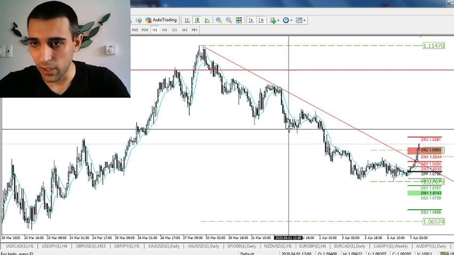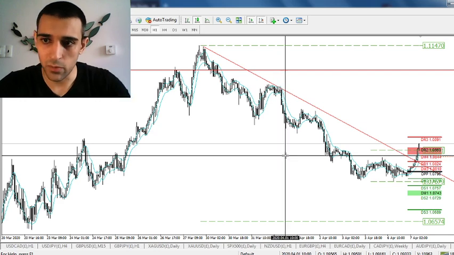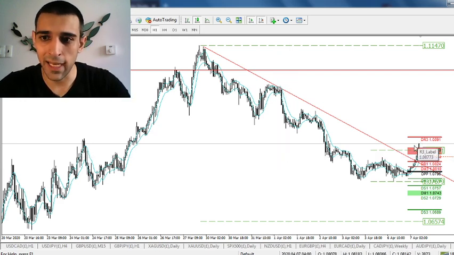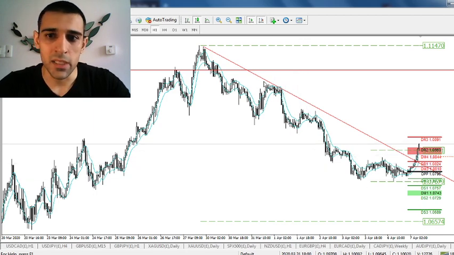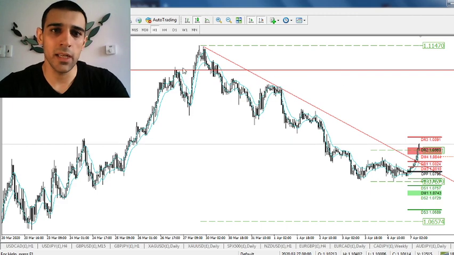So again, we're going to wait for this one. If the price retraces, for now it's looking less and less likely that the price is going to do that, but there are plenty of currencies. We're going to analyze the different ones.